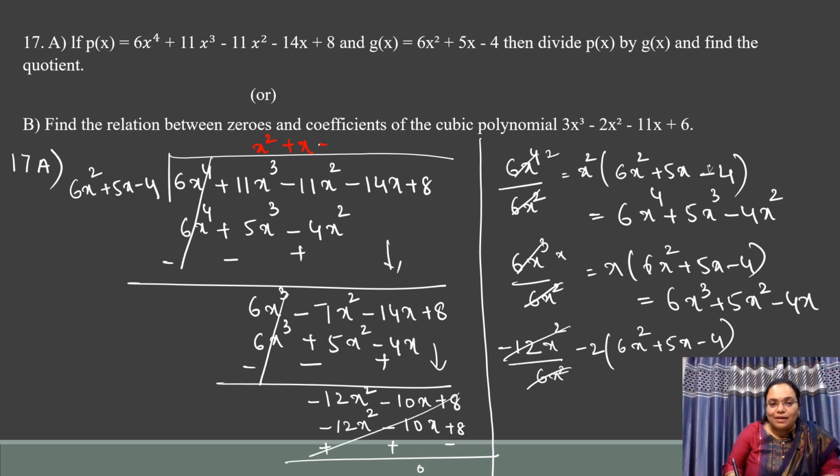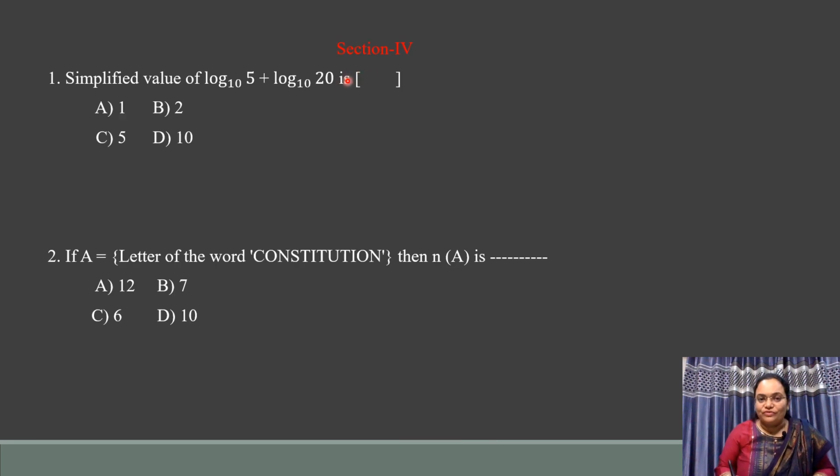The next term of q of x is minus 2. So q of x is x square plus x minus 2 and r of x is 0. So this is the section 4 objective questions. Okay.